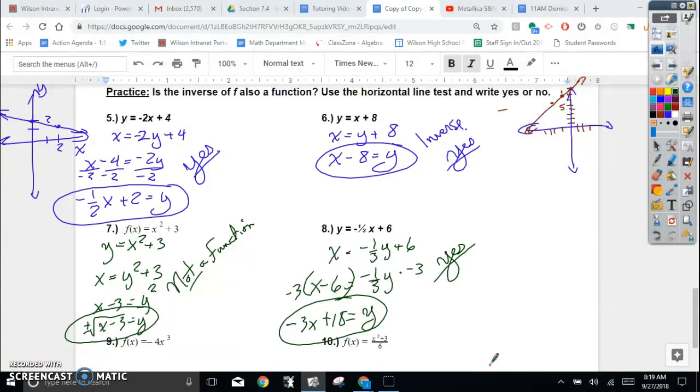Jumping down here, let's switch. So this is technically what I have right now. I'm going to switch that. So I'm going to divide by 4, have x over negative 4 equals y cubed. I'm then going to do the cube root. So y is equal to cube root of x over negative 4. Okay, I'm going to say yes for that one as well.